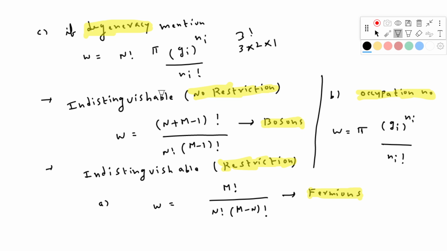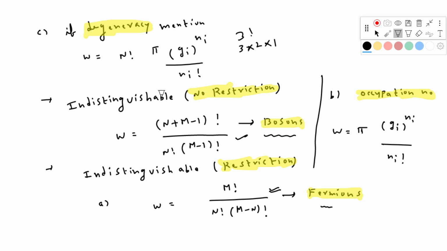If the examiner mentions bosons, for bosons also you have to use this formula only. If the examiner mentions fermions, or in the question you see indistinguishable particles with restriction, then you have to use this formula. If you see indistinguishable particles with no restriction, then you have to use the other formula. This same formula is for bosons and this one is for fermions. In the indistinguishable restriction condition, we have 2 formulas. One formula is this, and the second is for when you have an occupation number given.